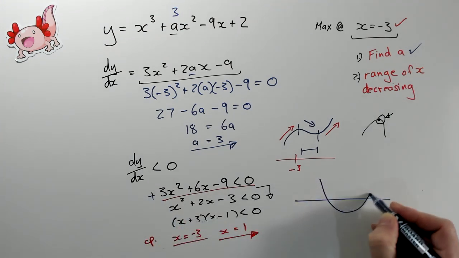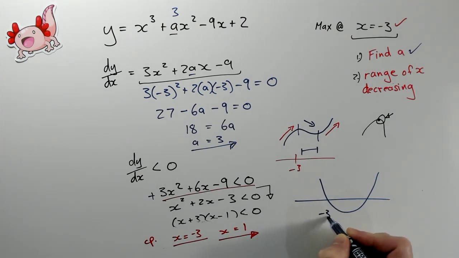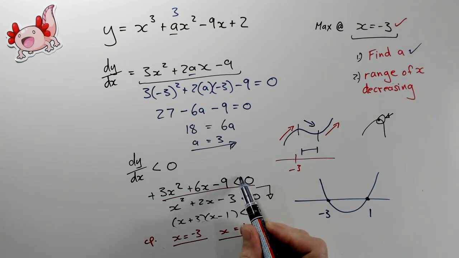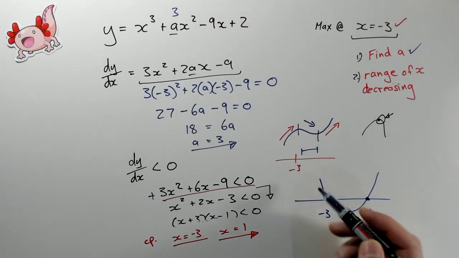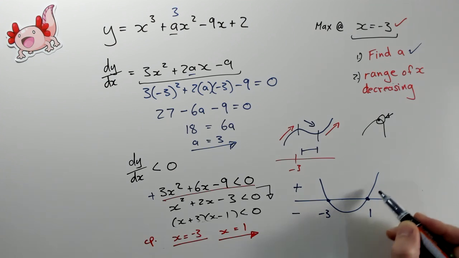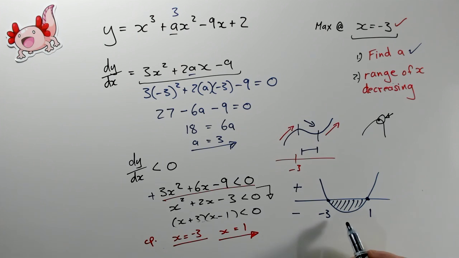So I'll draw a little graph here, and my critical points are -3 and 1. So -3 is here, and 1 is there, just because obviously negative numbers are this side, and 1 is on the other side, positive numbers. And I know that my derivative should be smaller than 0. So obviously that is above 0 and this is below 0. So everywhere where this parabola is below 0, this is where my function will decrease. So for all the values that x is smaller than 1 and bigger than -3, this is now my answer.